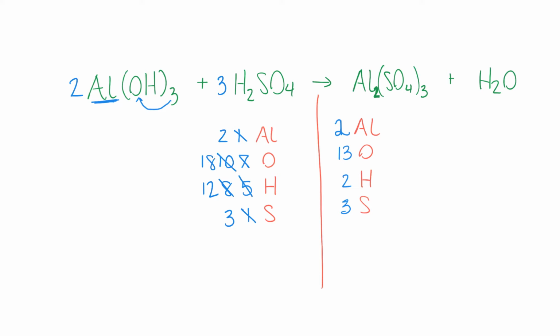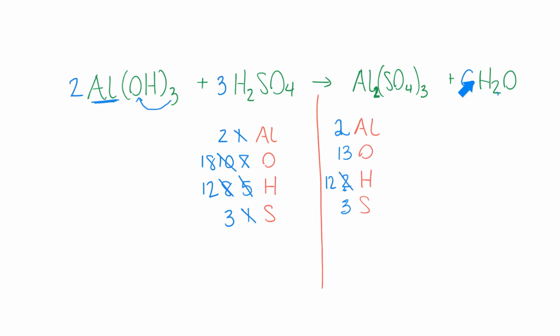Okay, so now let's see where we're at. Our aluminum matches, our sulfur matches, our hydrogen and oxygen is a mess. Well, luckily, if hydrogen and oxygen don't match, we can just adjust this water. So I need at least 12 hydrogens. They come in pairs. So what if we do 6 water? That gives me my 12.